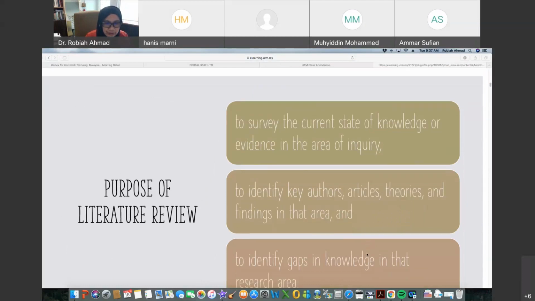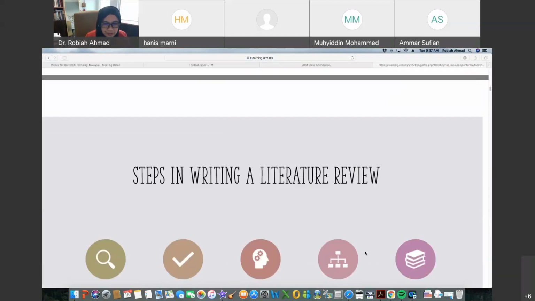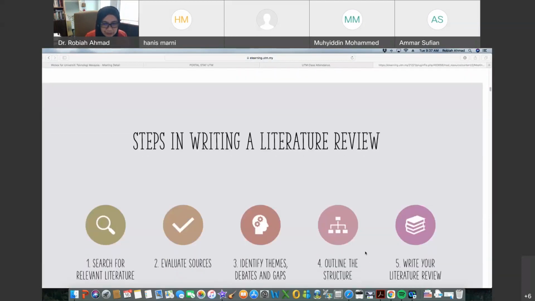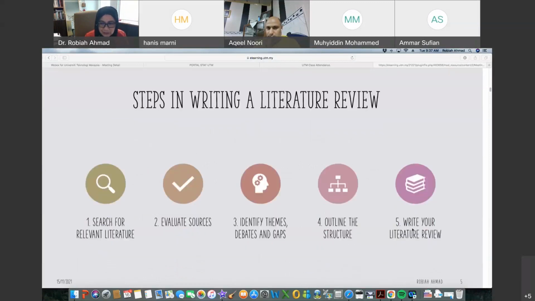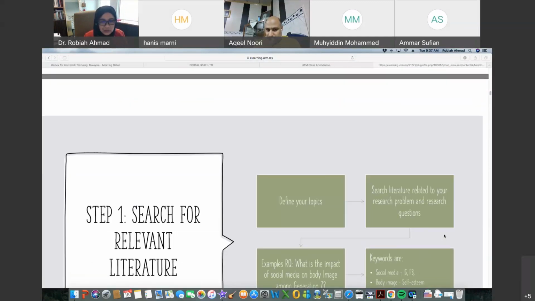Okay, so we have the purpose just now, the five steps in writing a literature review, which are: search for relevant literature, evaluate sources, identify themes, debates, and gaps, and outline the structure. Finally, write your literature review.